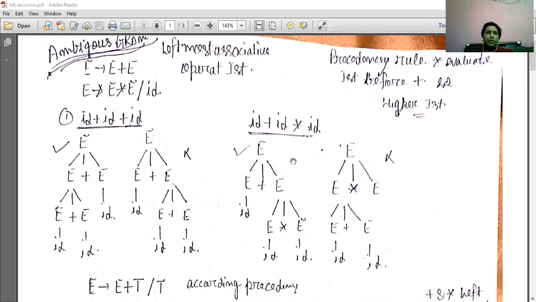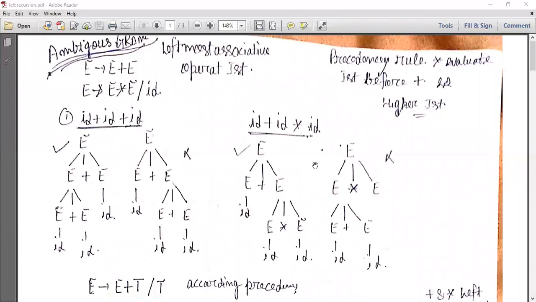Today's topic is ambiguous grammar. In the previous lecture, we already discussed what the ambiguity of a grammar is. On the basis of that, we continue the topic: the ambiguity of grammar. If any grammar is ambiguous, there are two reasons. First is left associativity, and second is the precedence rule.